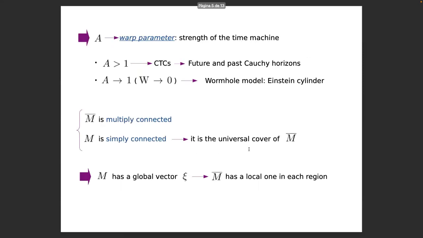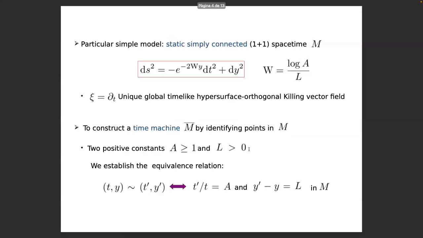I will explain now how to compute the things. But before, this is what I mentioned before. A is what I call the warp parameter, the strength of the time machine. And when it's greater than one, we have things identified at a different time, and that is when we have CTCs. We have the CTCs not in the whole spacetime. We have two new Cauchy horizons, future and past, and the closed time-like curves are placed beyond these two horizons. And in the limiting case where A goes to one, W goes to zero.